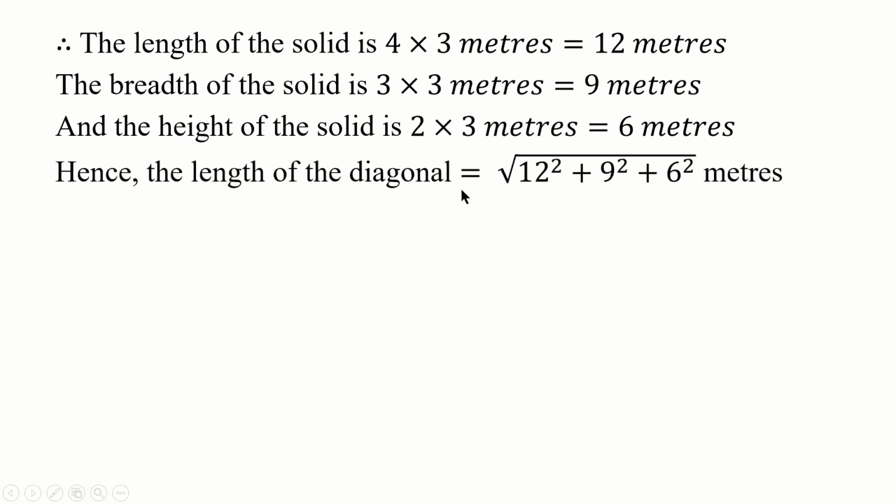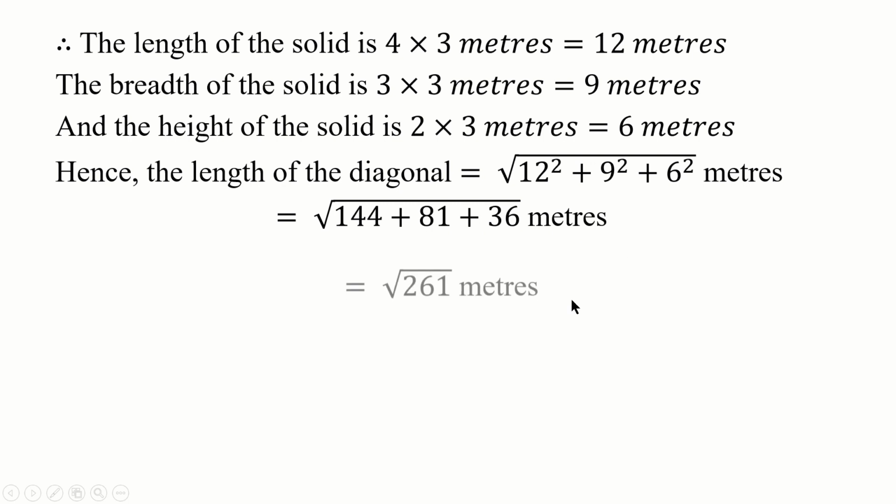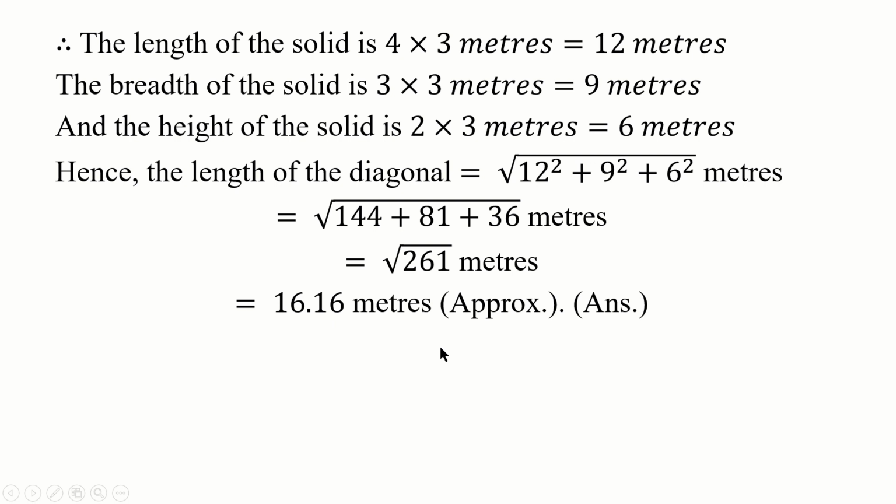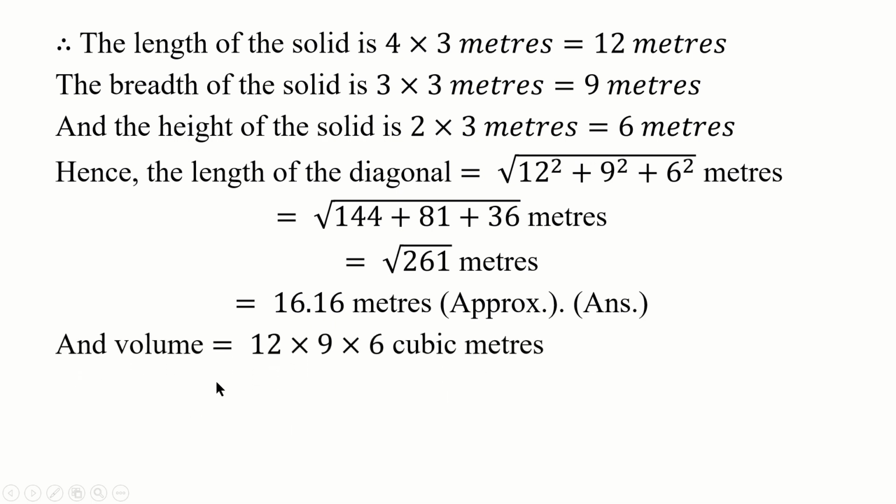Hence the length of the diagonal equals square root over 12 square plus 9 square plus 6 square meters. This equals square root over 144 plus 81 plus 36 meters. This equals square root over 261 meters. This equals 16.16 meters approximately. This is the answer. And volume equals length into breadth into height cubic meters. This equals 648 cubic meters. This is another answer.